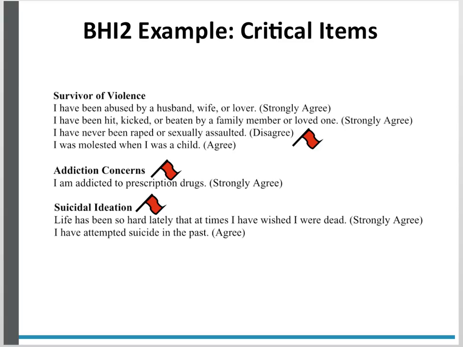We can also examine BBHI-2 critical items. Here we see the patient reported having been raped and sexually assaulted at times in her life. Now that's good to know, but it's also very private information, so you need to safeguard that. She reports being addicted to prescription drugs, and she reports that she's been suicidal.